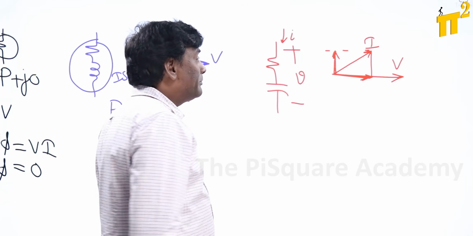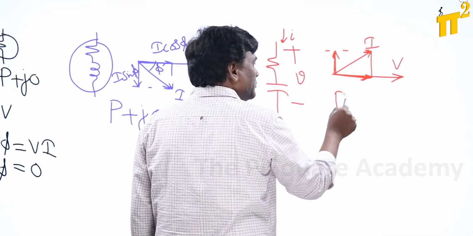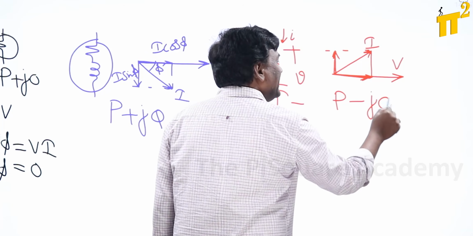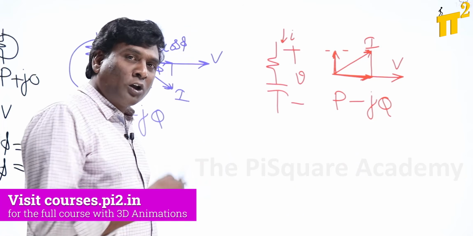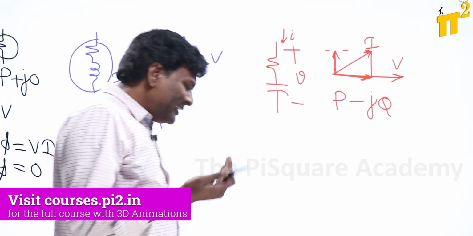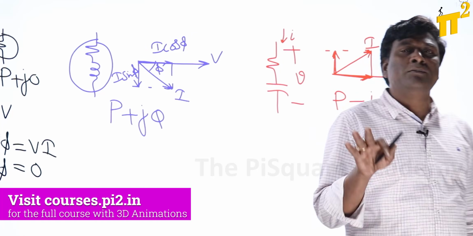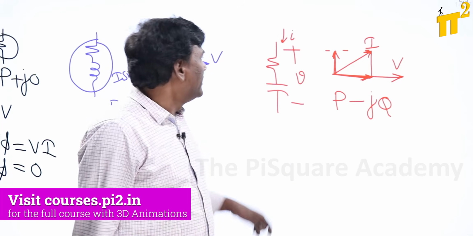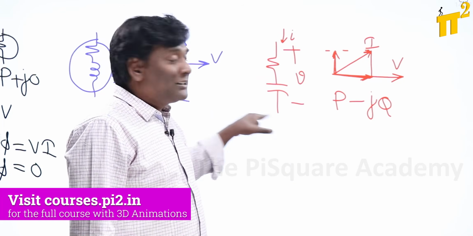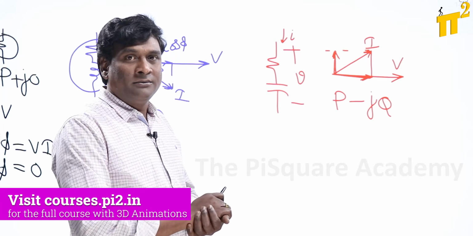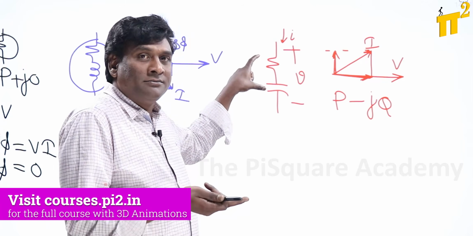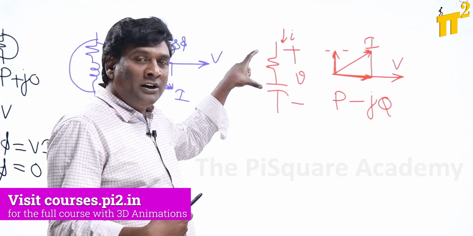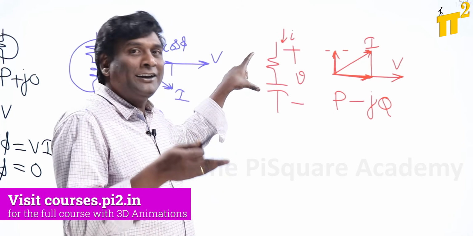Then what's going to happen? V I cos phi is absorbing active power, and V I sin phi is going to deliver reactive power, or absorb negative reactive power. Because already we got the standard, right? Inductance absorbs positive reactive power, capacitance delivers positive reactive power. So this particular system is going to absorb active power, and this particular system is going to deliver reactive power, or this one is going to absorb positive reactive power, and this one is going to absorb negative reactive power.